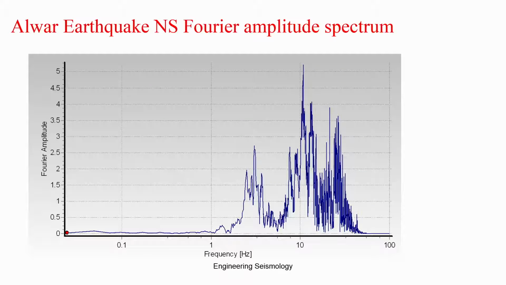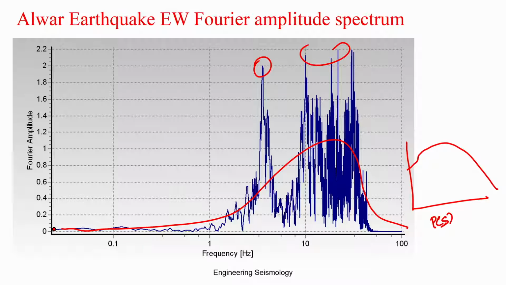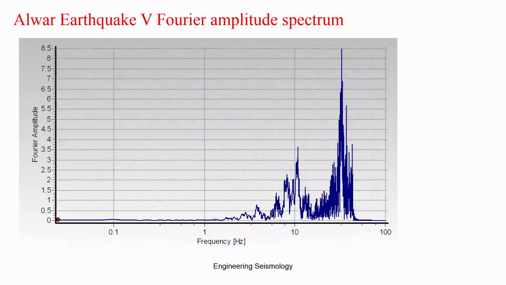Similarly, this is the north-south component of the Fourier amplitude spectrum for the same earthquake. Here also you can observe a similar trend, but look at the amplitudes. Here the Fourier amplitude is 2.5 and the highest is 5. In the previous one, 2.2 is the highest and 2 is the lowest. So you can clearly see how the scale is different. This is the vertical component, and a similar kind of shape is obtained here as well.